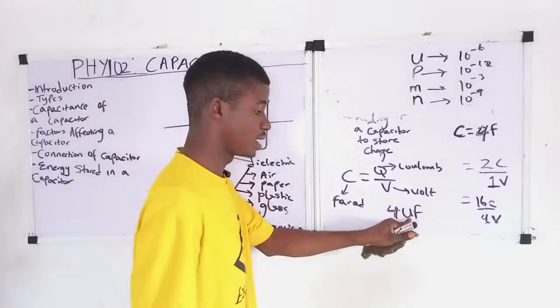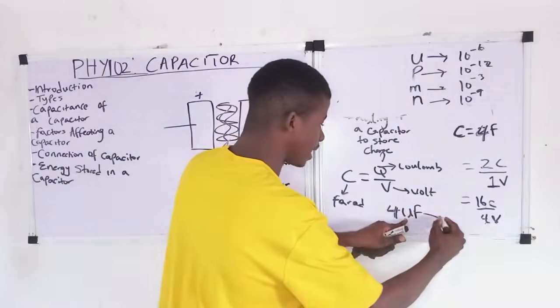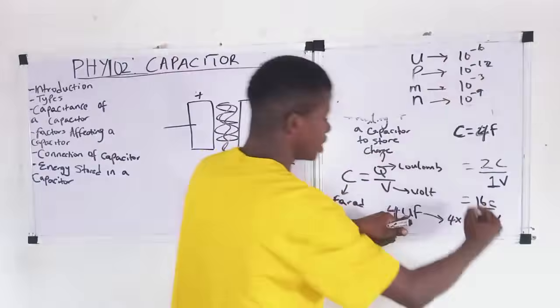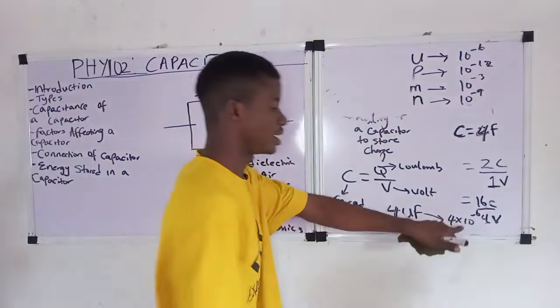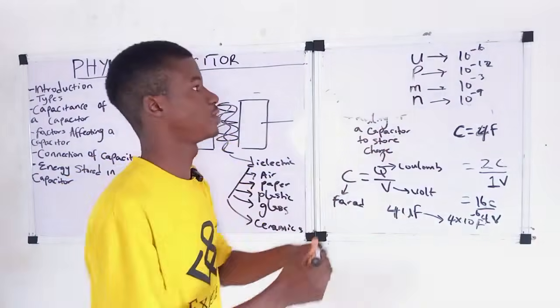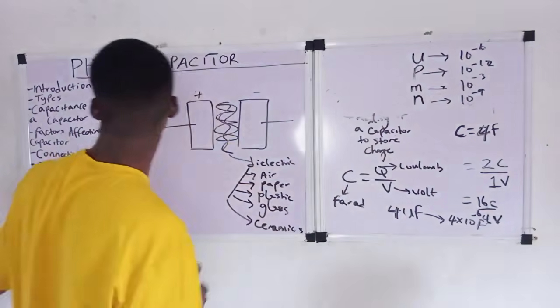So for example, let's say a capacitance is 4 microfarad. What does it mean? If you convert, it means the capacitance is 4 times 10 raised to the power minus 6, since micro is 10 raised to the power minus 6, then you put your farad there. So know these things, it's very important.